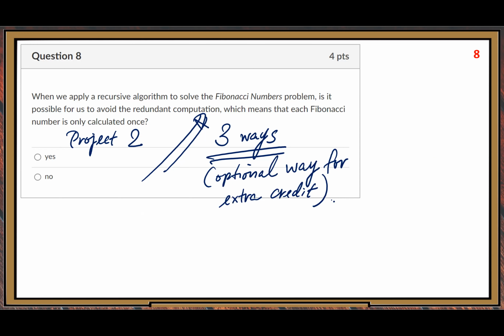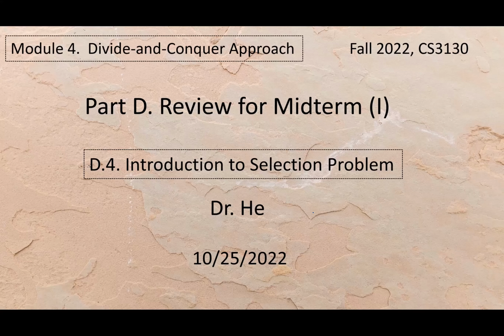The optional method is very interesting. It is described in our textbook. But in order to solve it using that one, you need to pay some extra effort. So that's why I give you extra credit. All right, so that's project number 2.